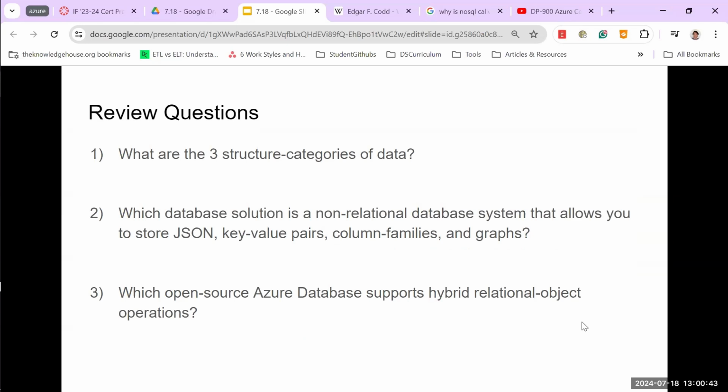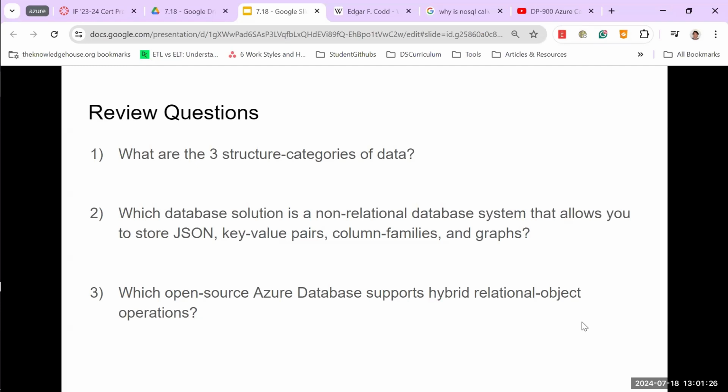Question number one, what are the three structure categories of data? Or another way to phrase this, what are the three categories of structures of data? Question two, which database solution is a non-relational database system that allows you to store JSON, key value pairs, column families, and graphs? Specifically, which Azure database solution? And finally, which open source Azure database supports hybrid relational object operations? Pause the video, see if you can answer those based on what you learned from the past two videos.